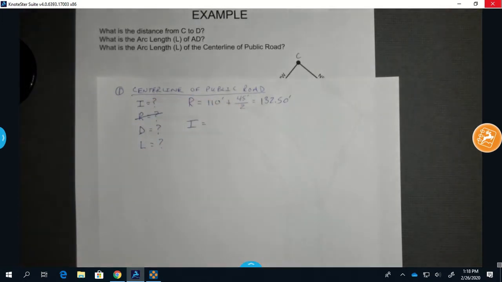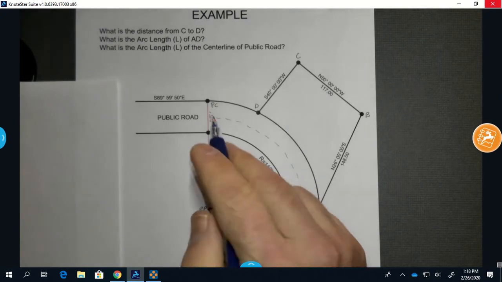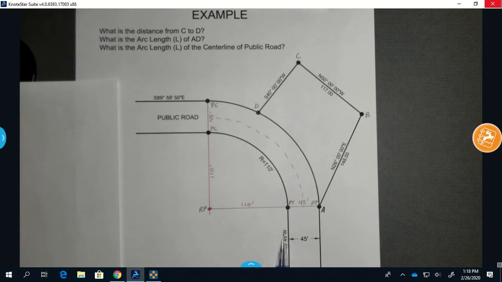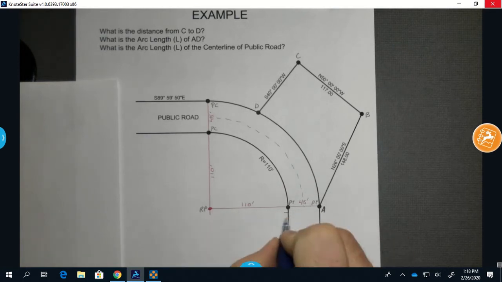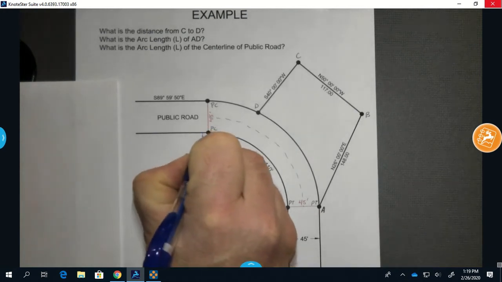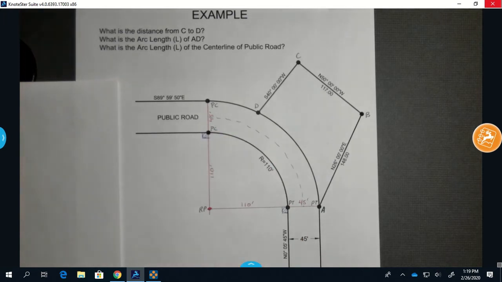Okay, let's find I. All right, so how are we going to find I from this example? Well, it looks like we have a bearing here and a bearing here. From what we know about curves, these tangent lines are always perpendicular to the line coming in, or perpendicular to the radius point. Okay, so this is perpendicular here. Same here. Okay, so we know that if we take 90 degrees plus this, it'll give us this bearing.